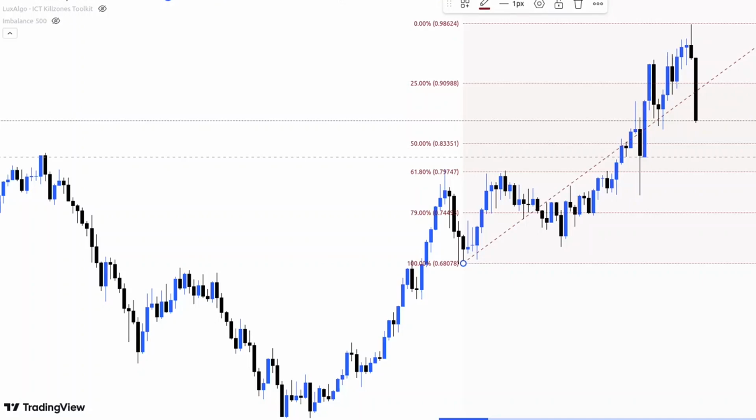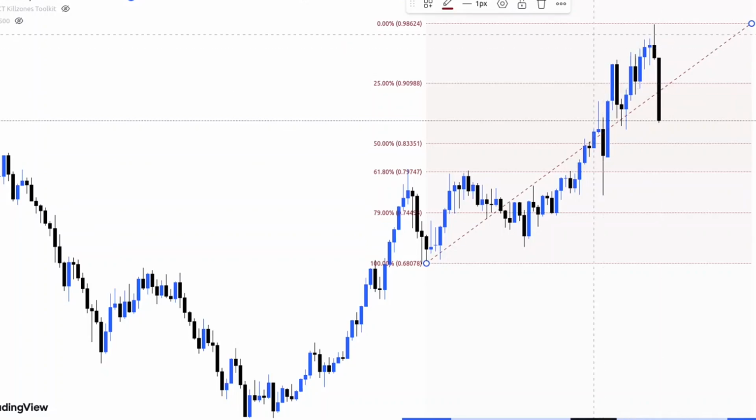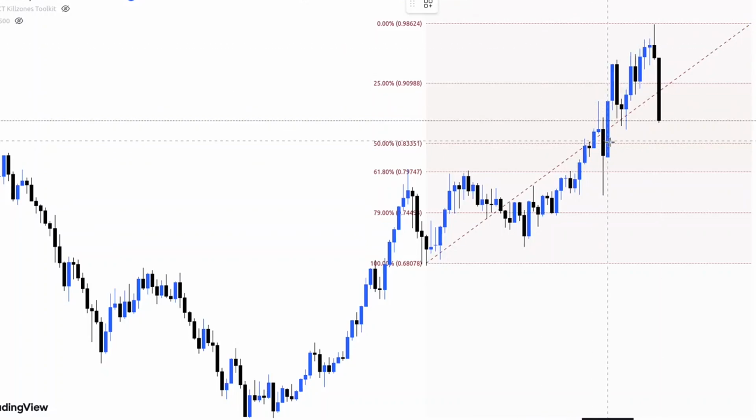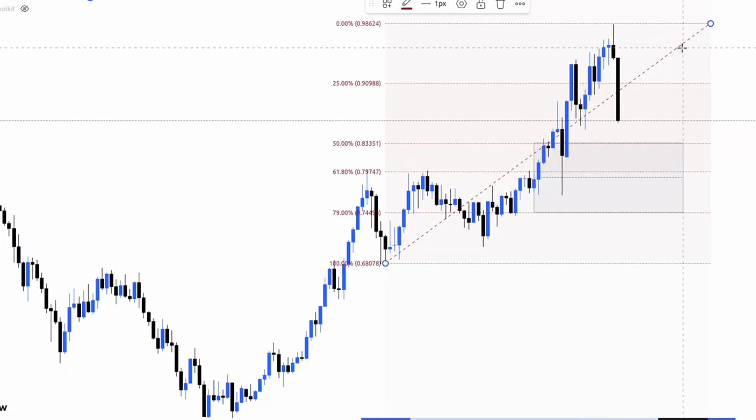Equilibrium of a range can be a valid pullback. Price pulls to equilibrium whether there is a fair value gap there or not. Price pulls down to equilibrium. So let's mark out this equilibrium, which is from our 50% level, like I normally mark out from the 50% level to the 79% level.